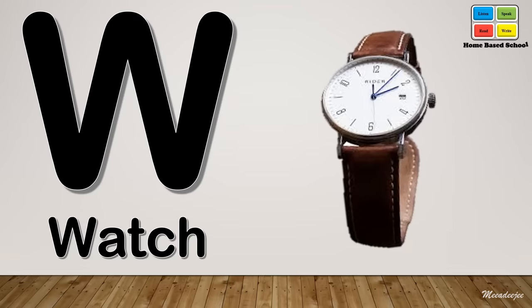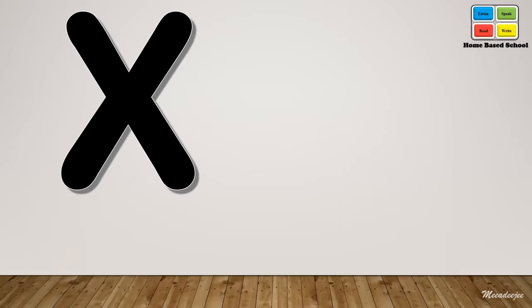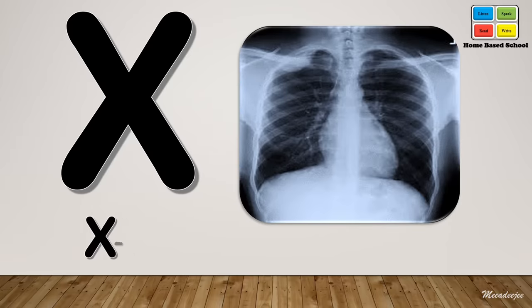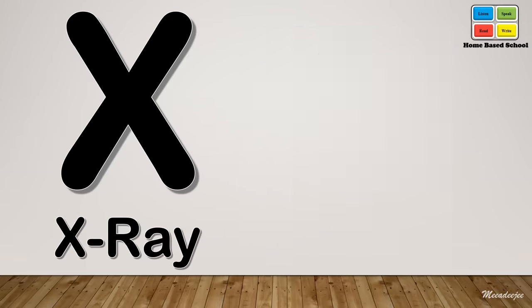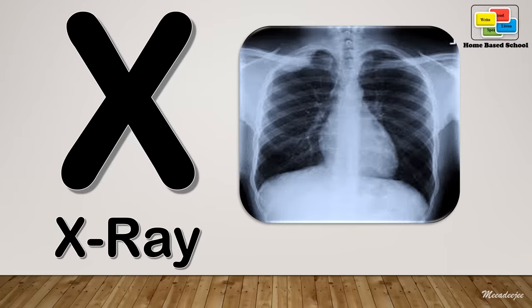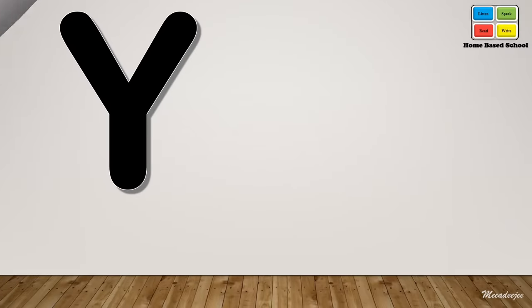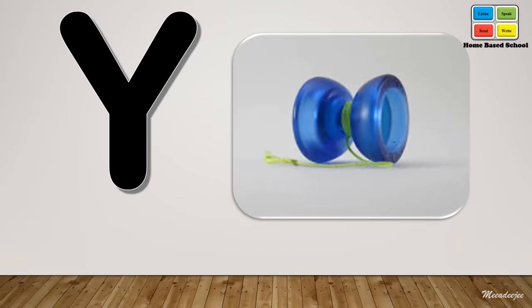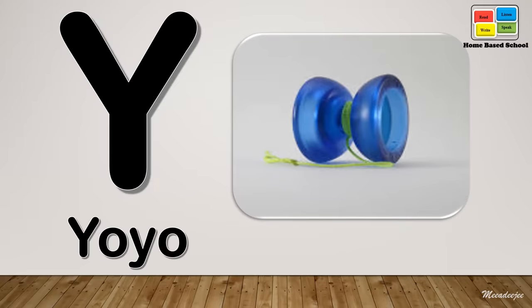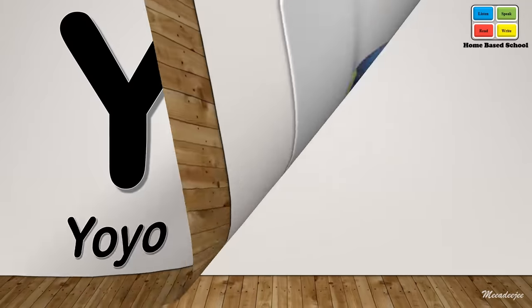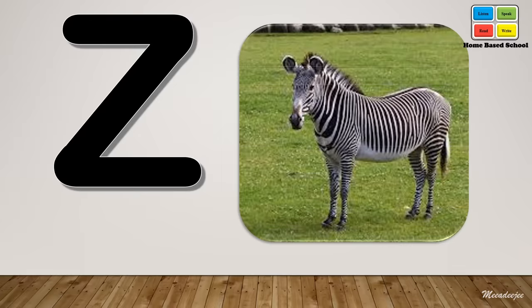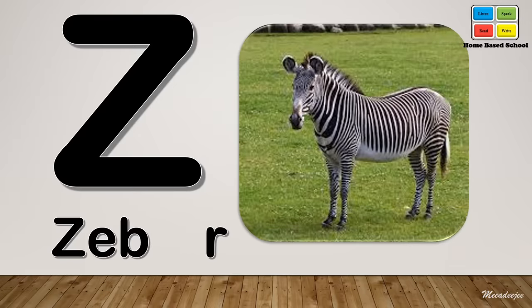Now I know my ABCs. Next time X. X for X-ray. X, R, A, Y, X-ray. Y. Y for yo-yo. Y, O, Y, O, yo-yo. Z. Z for zebra. Z, E, B, R, A, zebra.